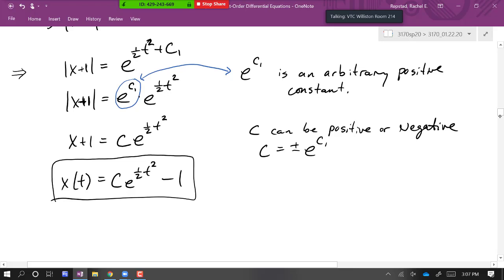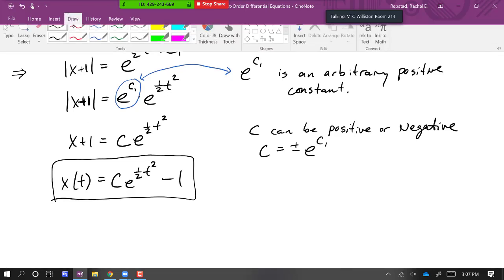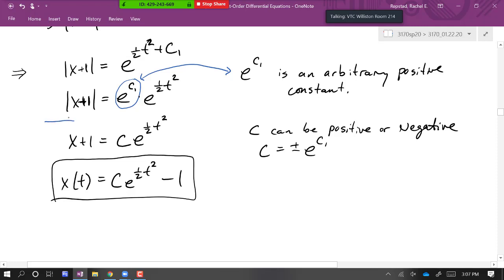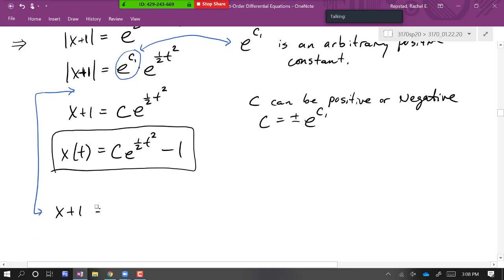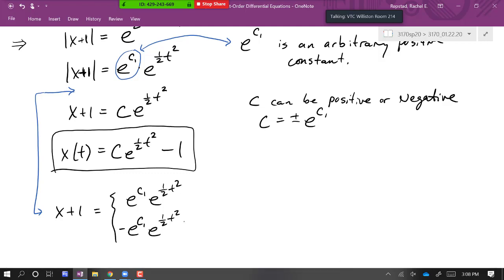So here's the intermediate step, I guess I could have included right here: if the absolute value of x plus 1 is e to the c1 times e to the 1/2 t squared, that means x plus 1 has to be one of these two things. It's either e to the c1 times e to the 1/2 t squared, or it's negative e to the c1 times e to the 1/2 t squared. So it could be positive or negative, but the idea is you just change whatever that constant is.